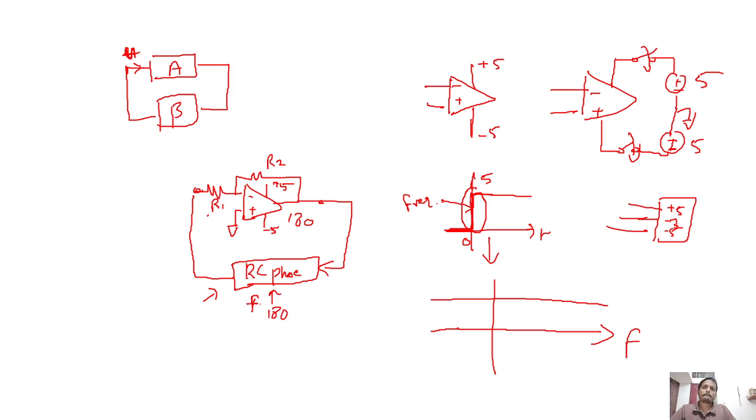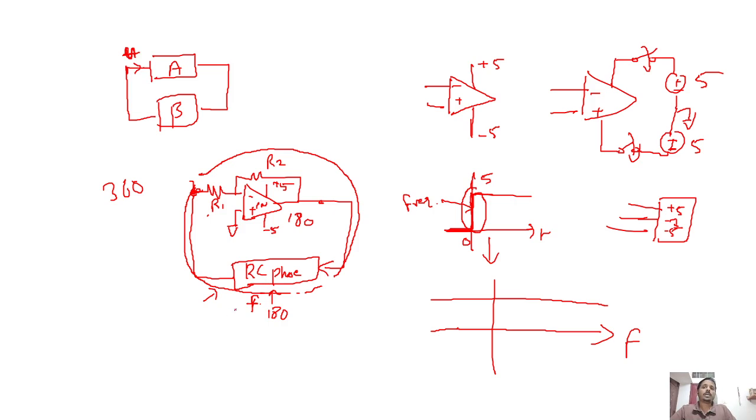Sir, why are you mentioning 180 degrees? If we are considering the Barkhausen criterion, the net loop gain, when I travel from this point through the loop and arrive back at this point, the entire phase shift must be 360 or a multiple of 360. I already have an inverting amplifier here, so I get a 180-degree phase shift. So I need another 180-degree phase shift from the RC phase shift feedback.